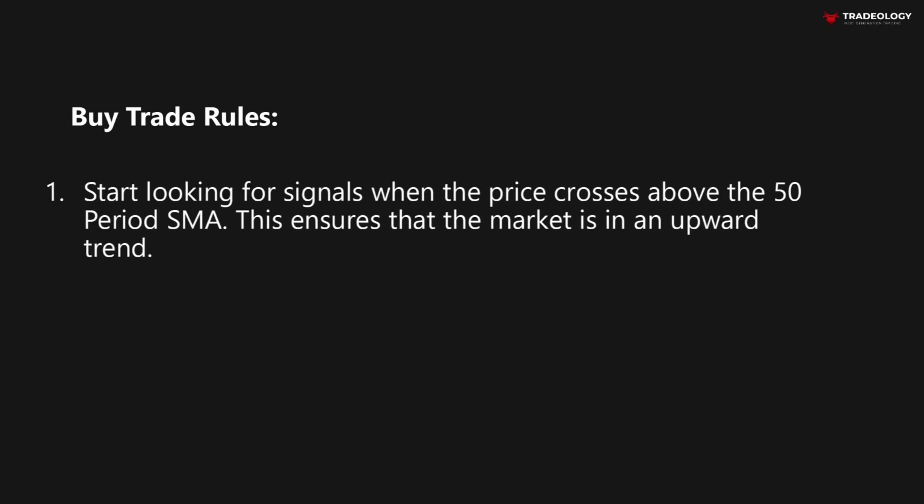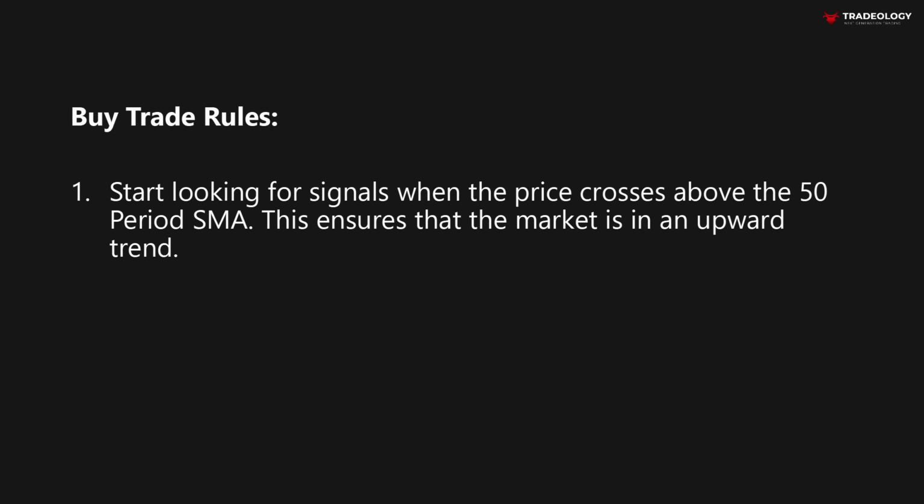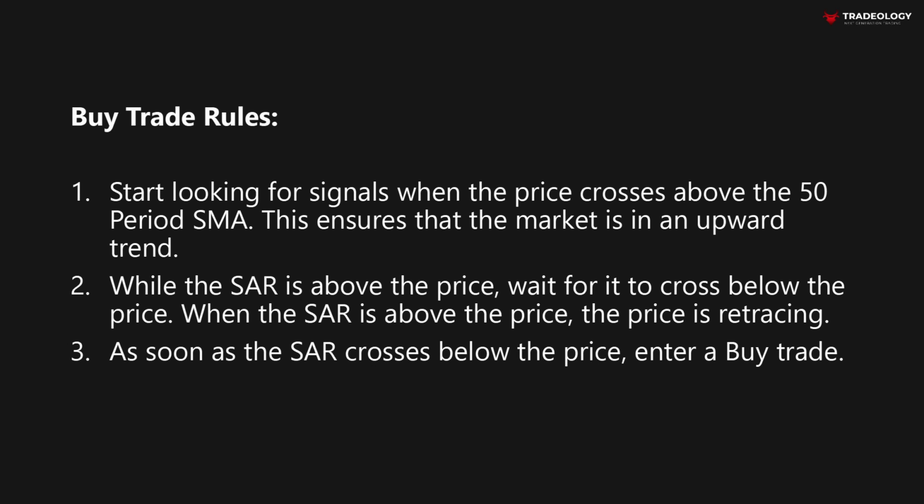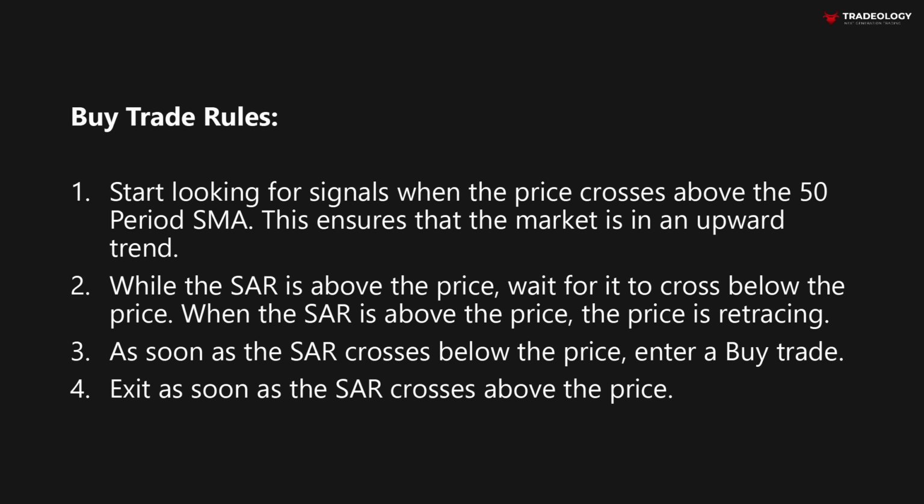Usually, the rules would require the following conditions. Buy trade rules: start looking for signals when the price crosses above the 50-period SMA. This ensures that the market is in an upward trend. While the SAR is above the price, wait for it to cross below the price. When the SAR is above the price, it is retracing. As soon as the SAR crosses below the price, enter a buy trade. Exit as soon as the SAR crosses above the price.